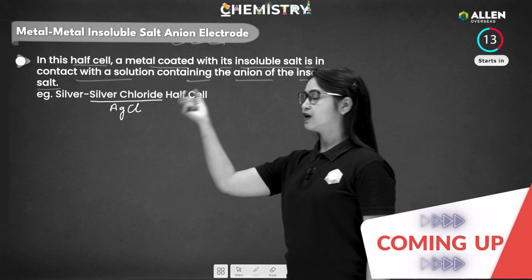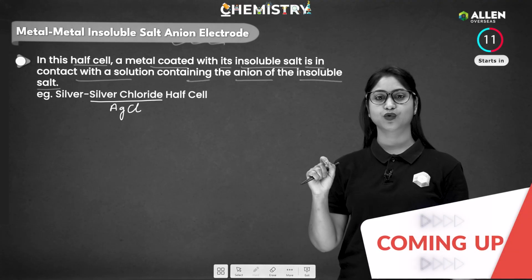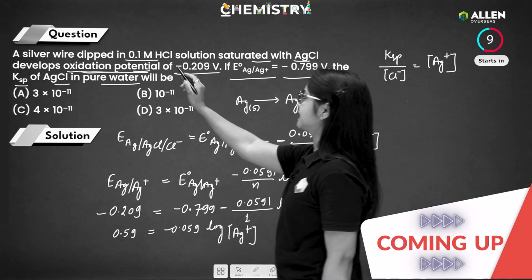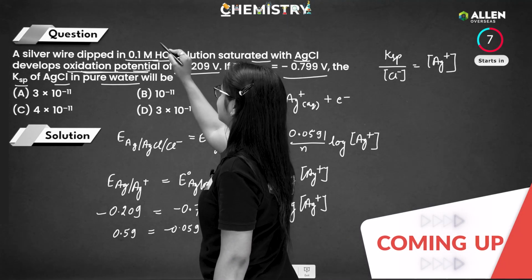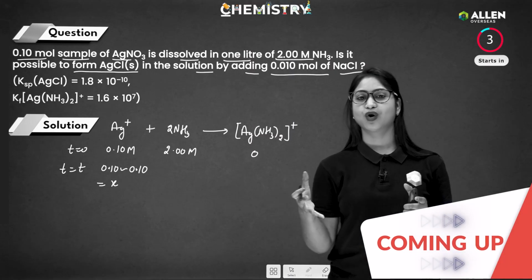When I will dip this wire coated with the silver chloride, here the concentration of Cl minus ion will be equal to the concentration of HCl. We are assuming that almost all the silver ions have reacted.